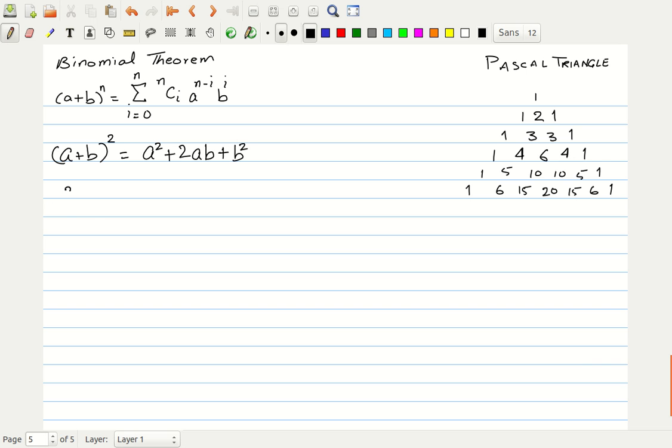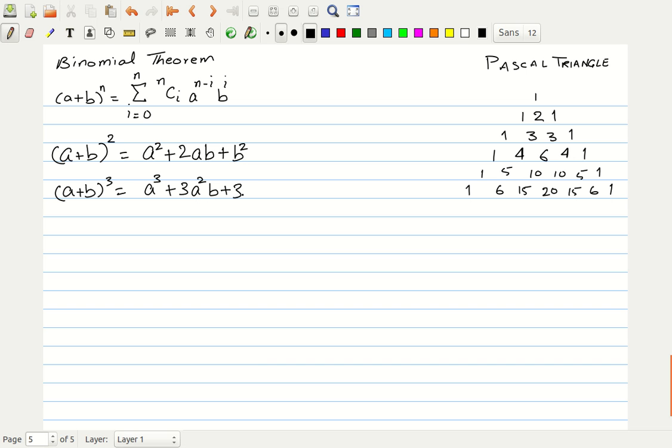What about a plus b cube? We follow a similar procedure. We start with a to the power 3, because over here the power is 3. Then I look at the third row and see what this number is. This number is 3. So I write 3. I reduce the power of a by 1, it becomes a square. I increase the power of b by 1, becomes a square b. Then I look at the next number, this is 3 again, so I write 3.